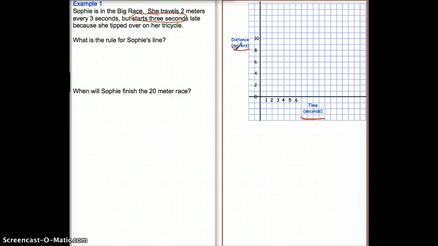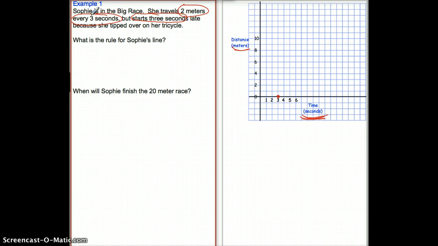So we have to find 3 seconds late. So that's going to be on the x-axis, and 3 seconds is right here. That point represents that at 3 seconds she hadn't gone anywhere yet. She was still at the starting line because the x-axis is the starting line. Okay. The next piece of information we're going to use is that she travels 2 meters every 3 seconds.